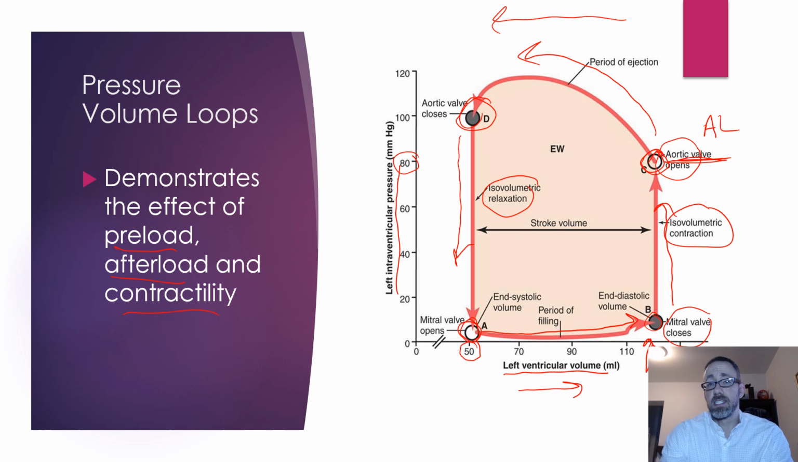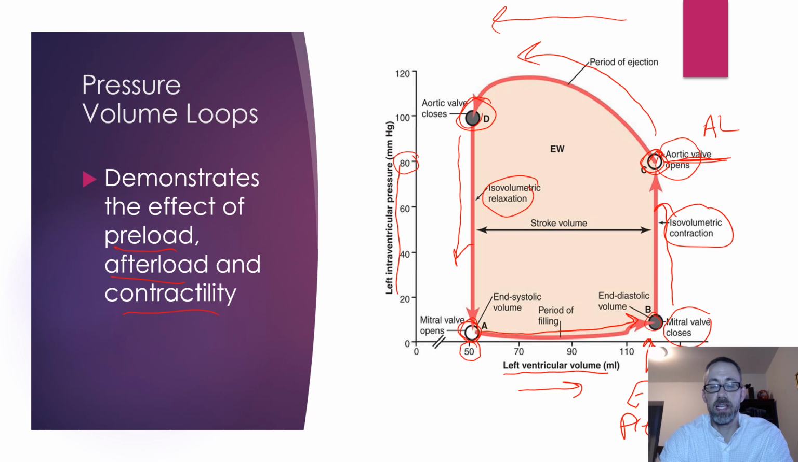Now, under normal resting conditions, we do not eject the entire volume that we started with. So we had about, in this example, about 120 mLs was our end diastolic volume. That was over here. End diastolic volume was about 120. So that's our preload.